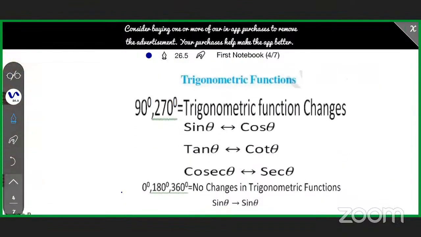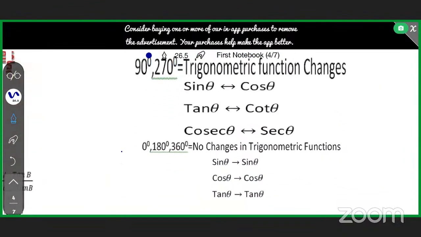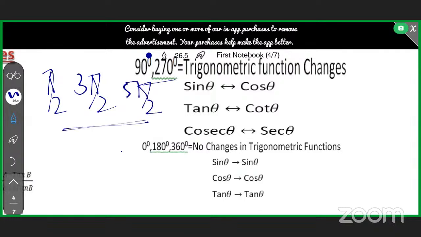Coming to trigonometric functions, especially with regard to the ASTC rule, whenever my angle is an odd multiple of 90, let us say 90, 270, that is pi by 2, 3 pi by 2, 5 pi by 2, when my angle is like this, the trigonometric function changes. It changes from sine to cos, tan to cot, cosecant to secant.